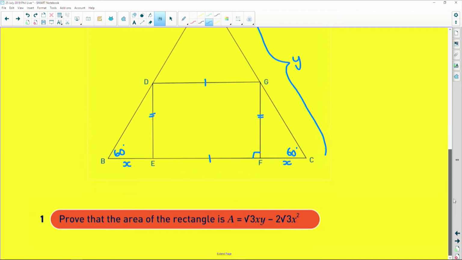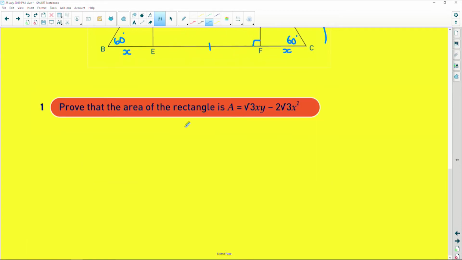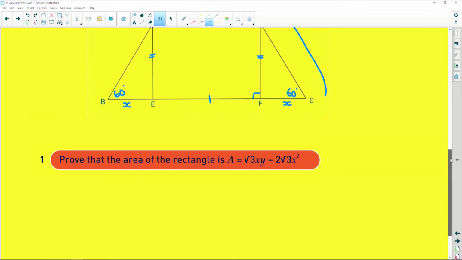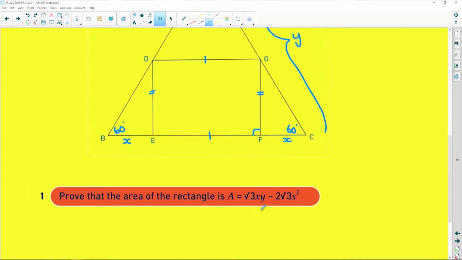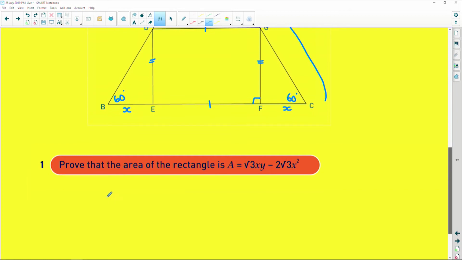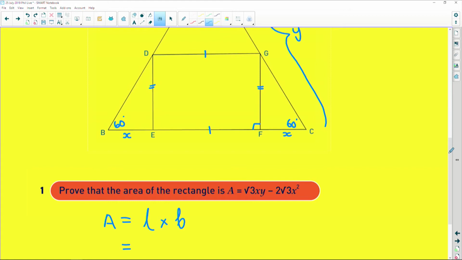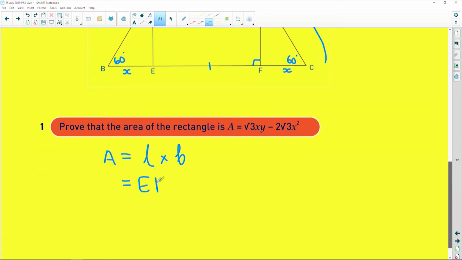So, firstly, we get asked to prove that the area of the rectangle is equal to the square root of 3 multiplied by xy minus 2 times the square root of 3 multiplied by x squared. Okay, so firstly, let's just try and find an expression for the area. You know that the area is equal to length times breadth in a rectangle. So, in this case, I'm going to say that the length is EF and the breadth is FG. So we have EF multiplied by FG.